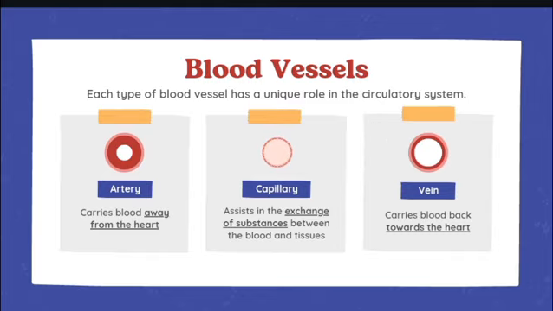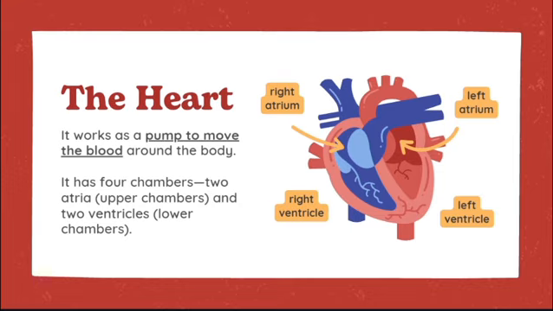Now let us study the topic of heart. Basically, we know that the heart pumps blood and it circulates around the body. The heart consists of four chambers: two atria, that is the upper chambers, and two ventricles. These are the lower chambers of the heart. The upper arrows indicate the right atrium and left atrium. Below that, they are indicating the right ventricle and left ventricle.